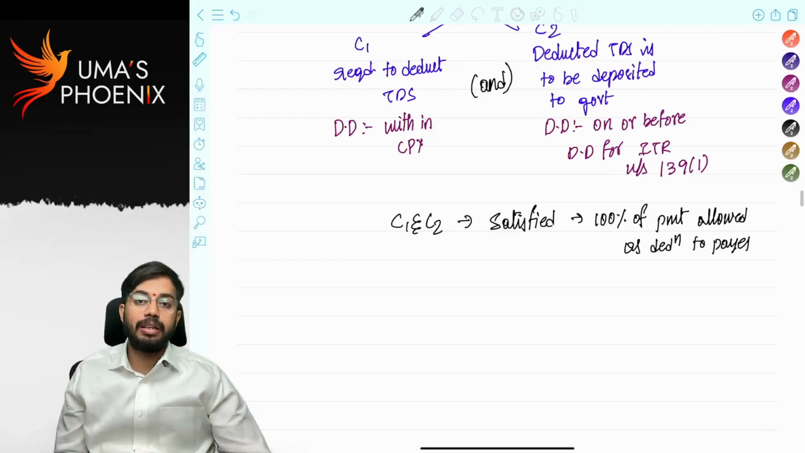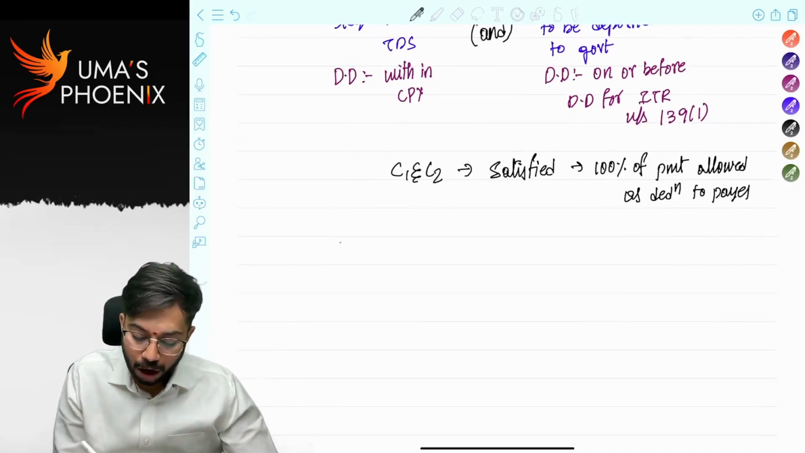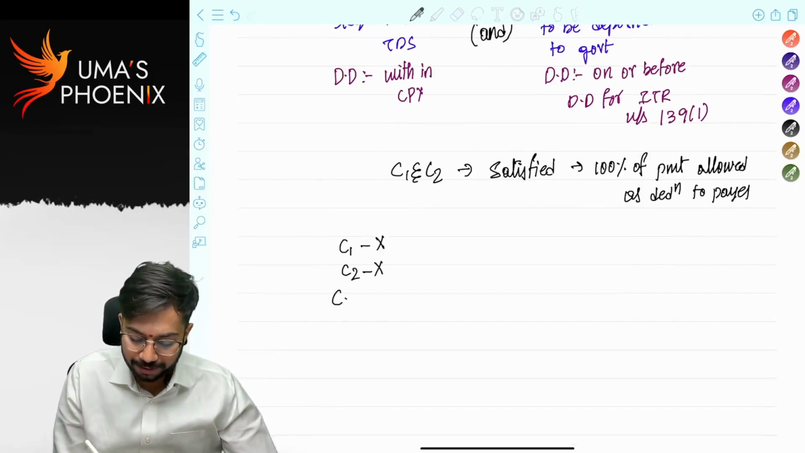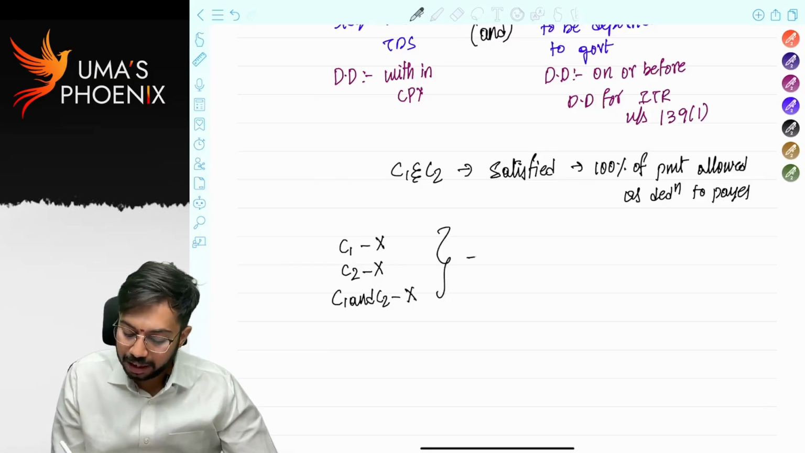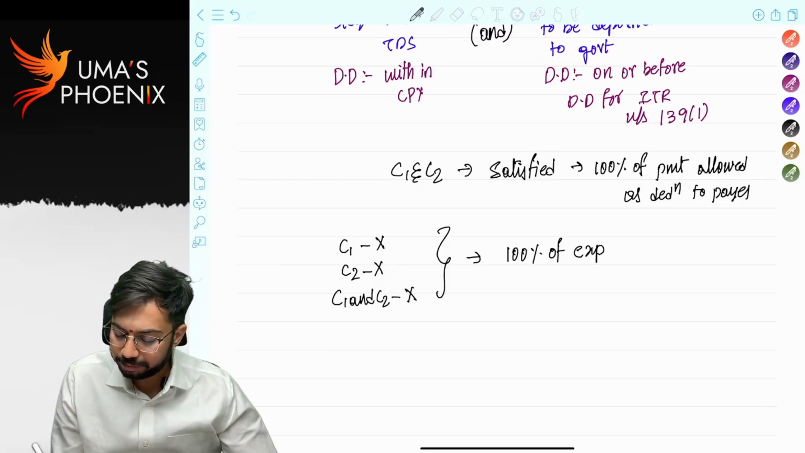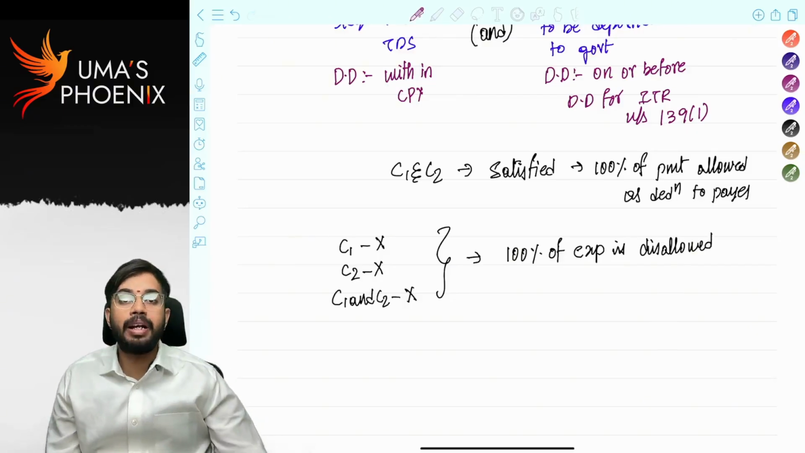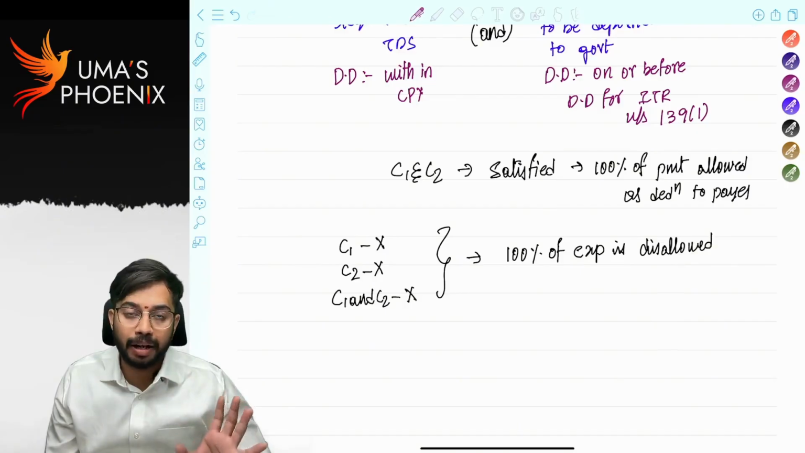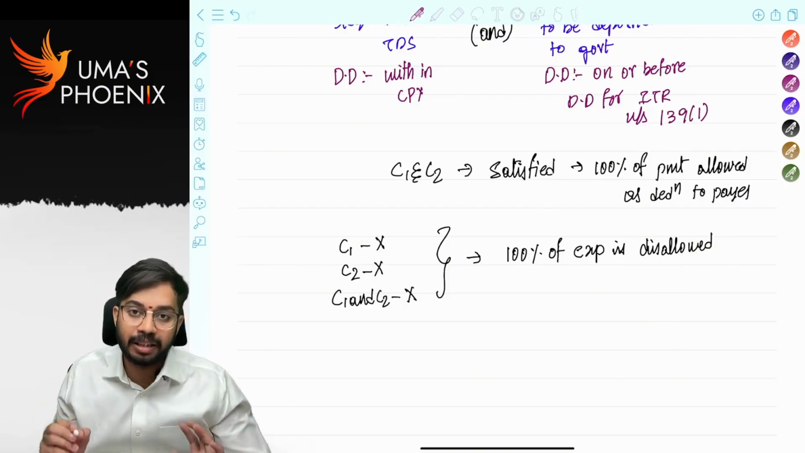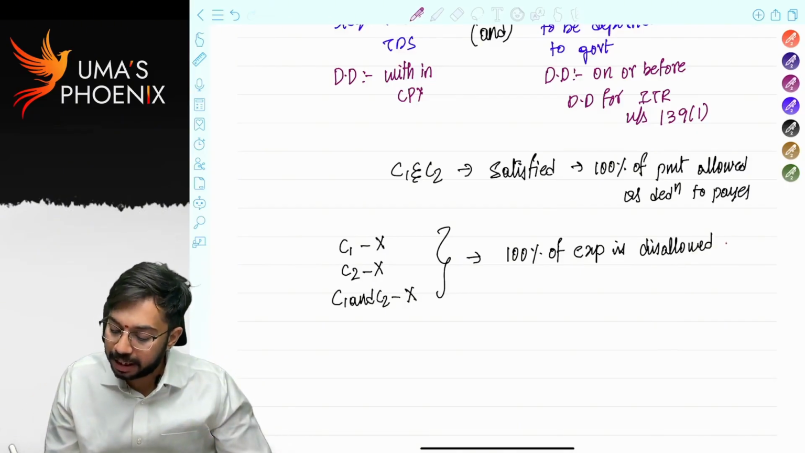Are you able to understand? Now you will get a doubt. Sir, what if condition 1 is not satisfied, or condition 2 is not satisfied, or condition 1 and condition 2 both are not satisfied? In this case, 100% of the expenditure is disallowed. So the expenditure is not allowed as deduction. Is it disallowed permanently? No, it is not disallowed permanently. In the current previous year, it is disallowed. So 100% of the expenditure is disallowed in the current previous year.